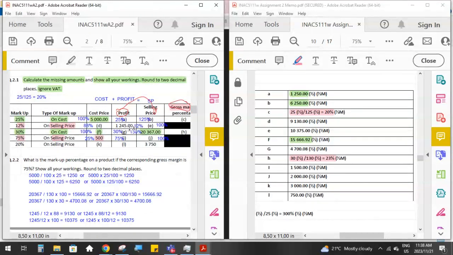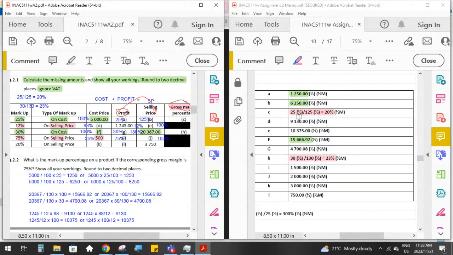We want to work out H, so profit as a percentage of the selling price, 30 over 130, 30% over 130, and that one equals 23%. You could also have taken the rand values. In the memo they've got 25 over 125 equals 20 and 30 over 130 equals 23. So we've used the percentages, but you already have the rand value worked out, so you could also have worked out your gross margin percentage using the rand value.